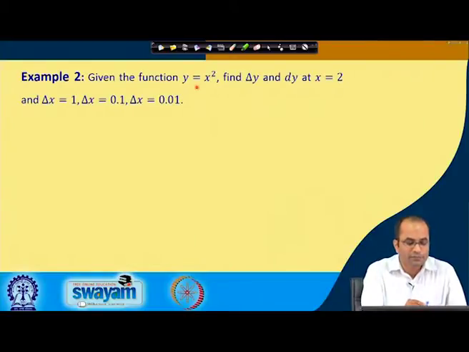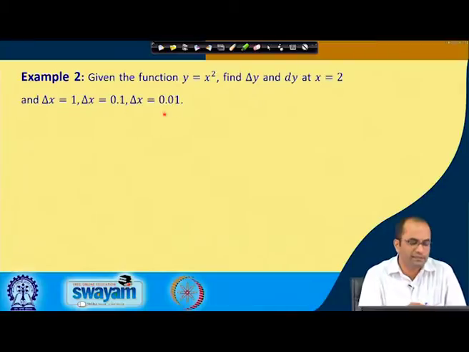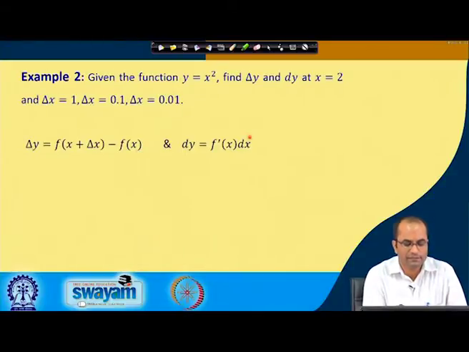So, this example shows y = x². We find Δy and dy at x = 2, when Δx = 1, Δx = 0.1 and Δx = 0.01. So the point here is x = 2, and these are the increments. So we have Δy equal to f(x + Δx) − f(x), and dy is given as f′(x)dx.